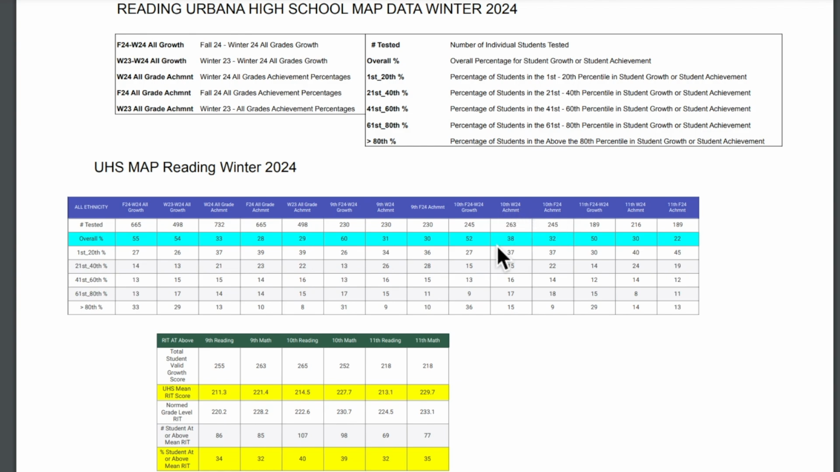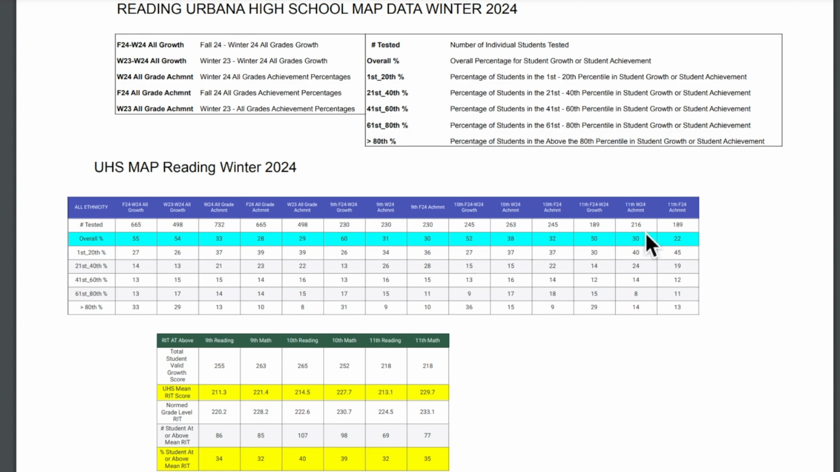Here we have sophomores. In the fall was the 32nd percentile, and in the winter was the 38th percentile. So that's a notable growth. And here for growth, 52% met their expected growth.